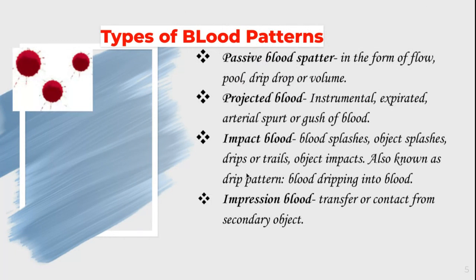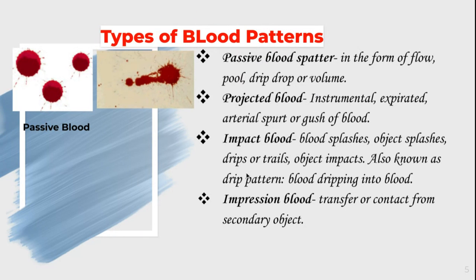Types of blood patterns. There's quite a few. You've got passive blood patterns. It's in the form of a pool or a drip drop or a volume, typically in circles like that. Projected blood is the instrumental expirated arterial spurts or gushes of blood. Impact blood is blood splashes, object splashes, trails. It's also known as a drip pattern.